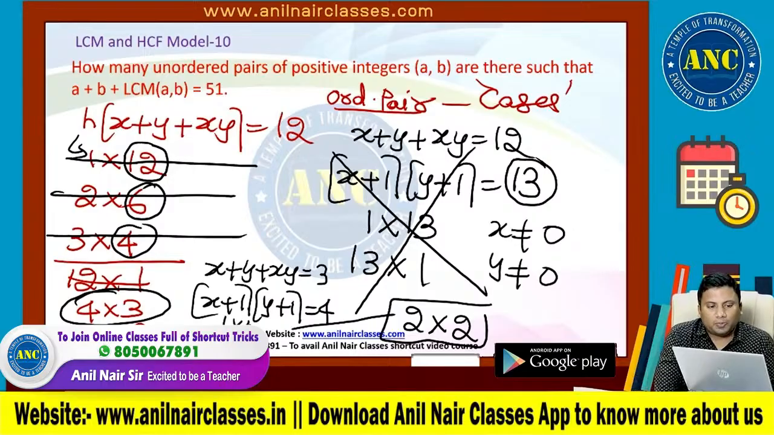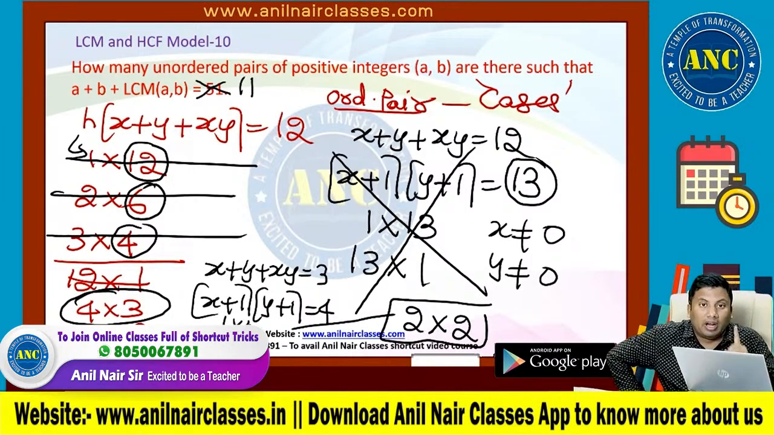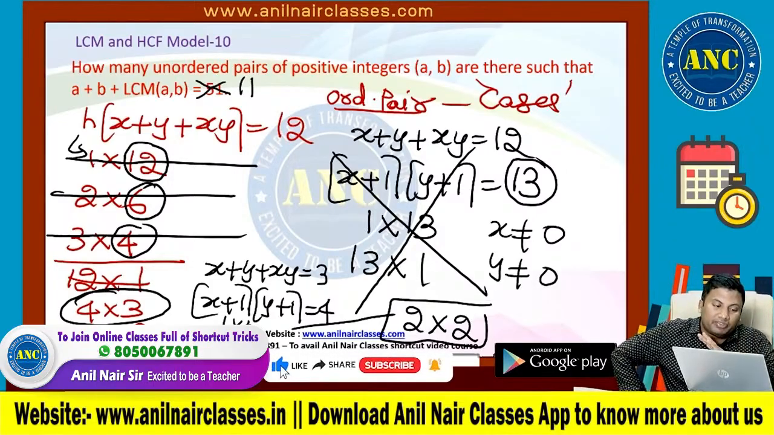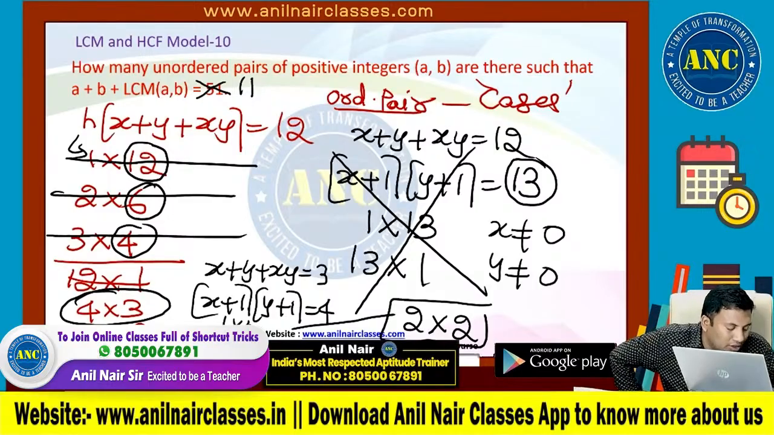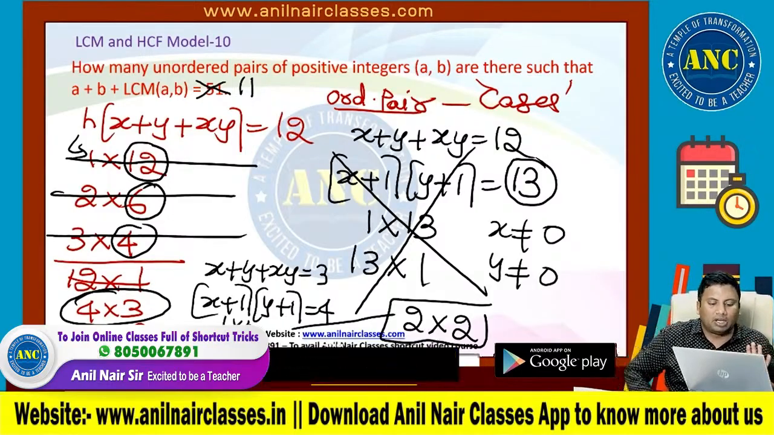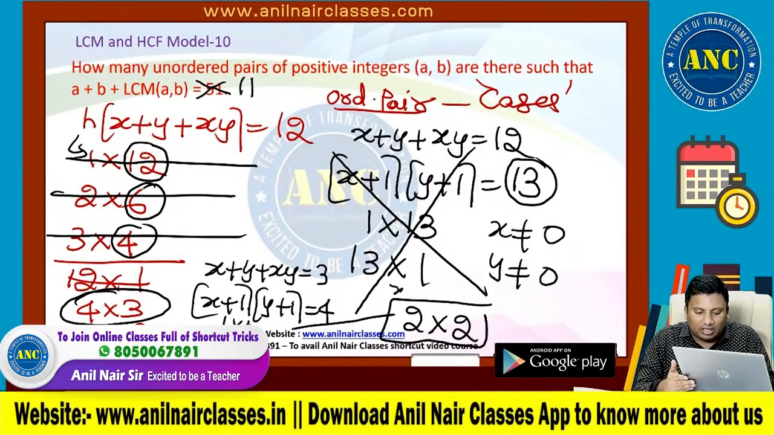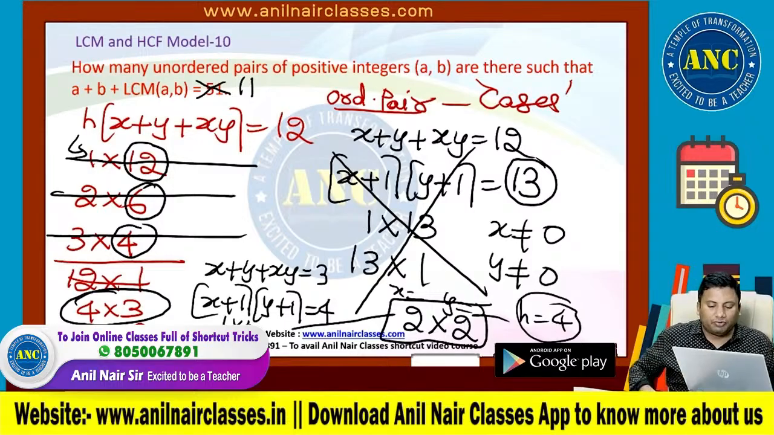H into x plus y plus xy it is. I am doing the question for 11 for your information. 1 into 12. 12 if I add 1 to it, it is 13. 13 is a prime number, not possible. 6 if I add 1 to it, 7 is a prime number, not possible. 4 if I add 1 to it, 5 is a prime number, not possible. 2 if I add 1 to it, 3 is a prime number, not possible. Only 2 cases we got. X is 2, y is 2. When h is 4.